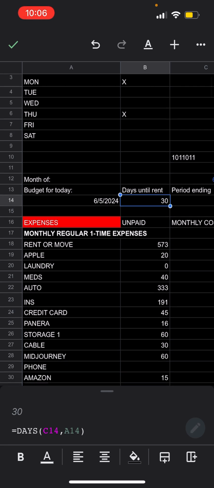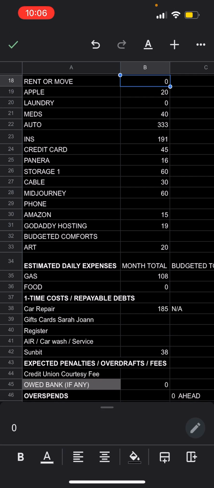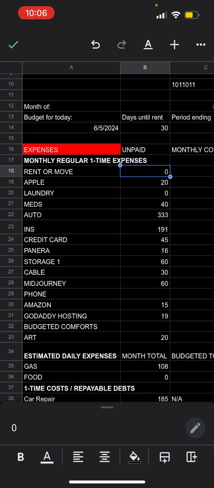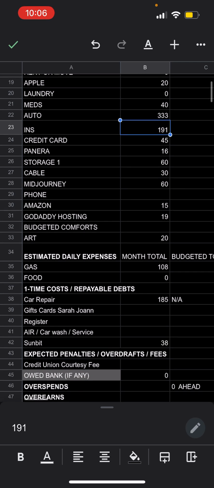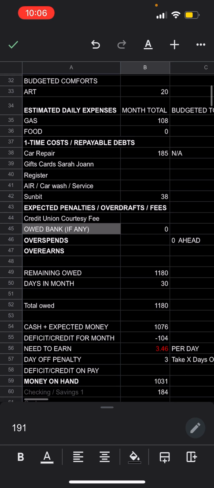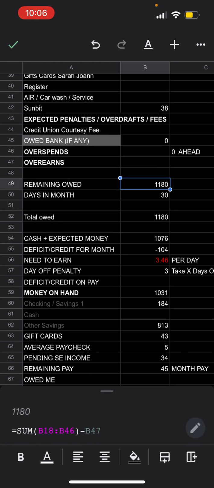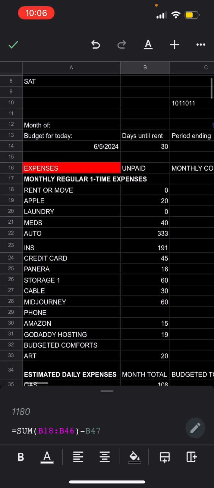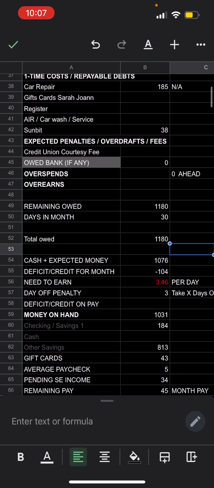So let's say I actually did pay my rent right here. I'm going to leave that formula intact, and I'll just put that I paid it. Yeah, wishful thinking. So let me just make sure I got that formula there. All right, so let's say that's all paid off, and then as you can see, I got a lot of tiny expenses. So as you can see, the remaining owed does go down. It just takes all of these expenses and sums them up for something easy.